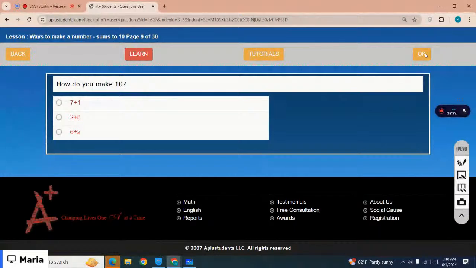How do you make 10? Which is the correct option? The correct option is 8 plus 2. Option number 2 is the correct option. That's the one that makes 10, right?